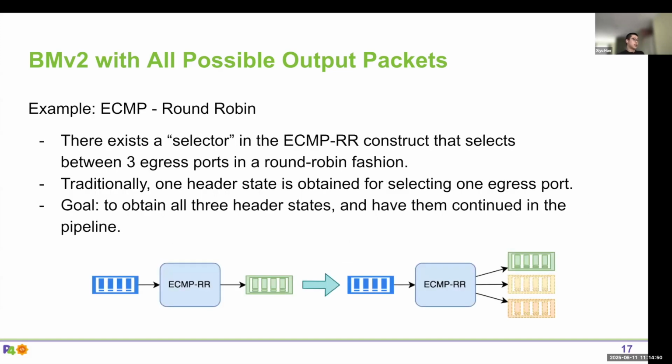Cool. Here is an example of the end result of my project. So in ECMP, equal cost multi-path routing strategy, say we have a selection strategy called round robin. Basically, it means that, for instance, we have 3 egress ports, and a single packet will be routed to one of them, and the next packet will be routed to the next egress port. Basically a round-robin fashion. Traditionally, one header state would be obtained, like the green one, from such selection. But our goal is to obtain all possible header states that get processed by the constructs, like the figure on the right-hand side, where we have all 3 possible header states.